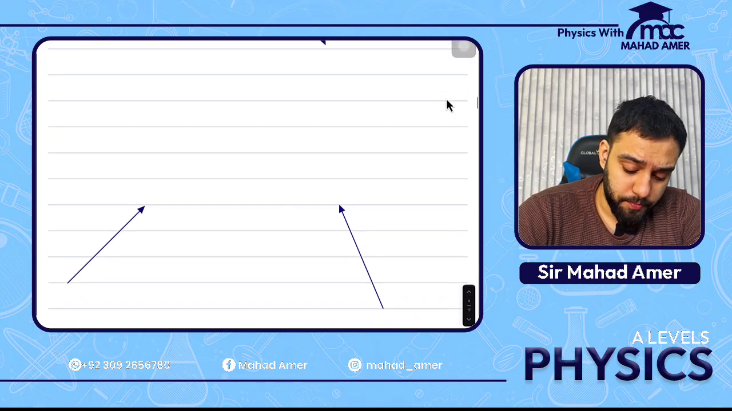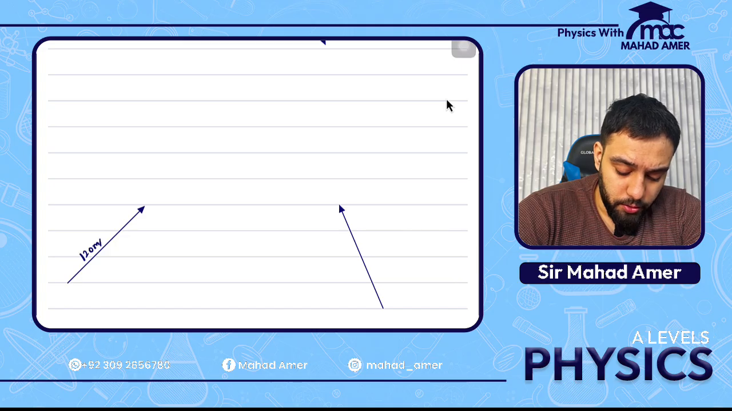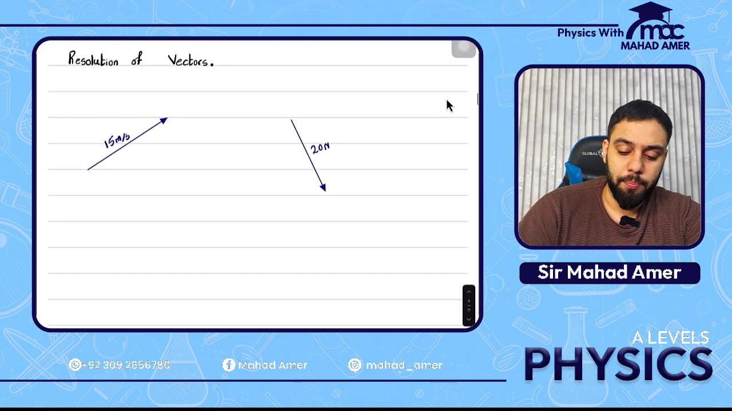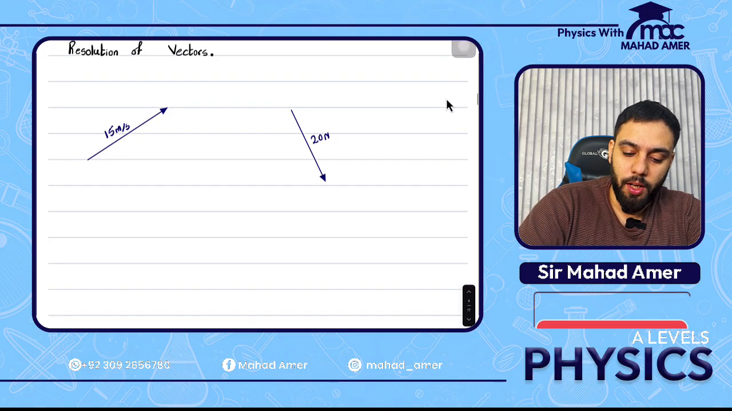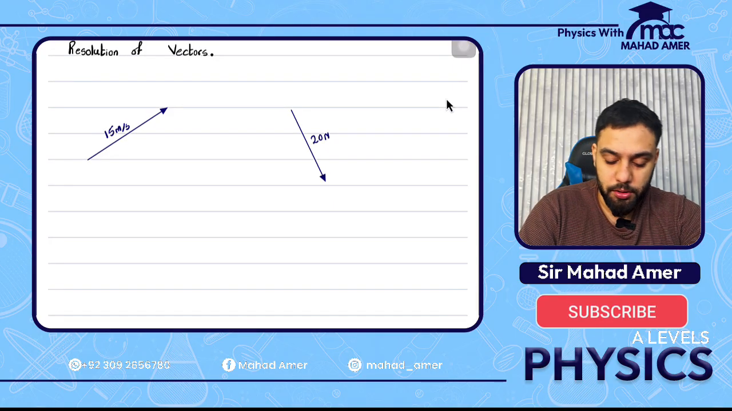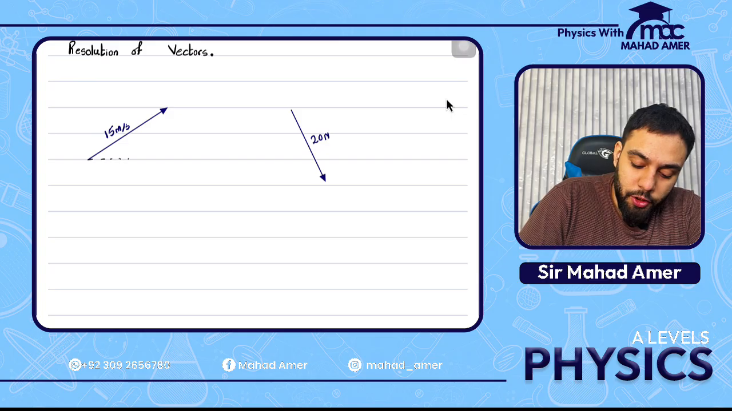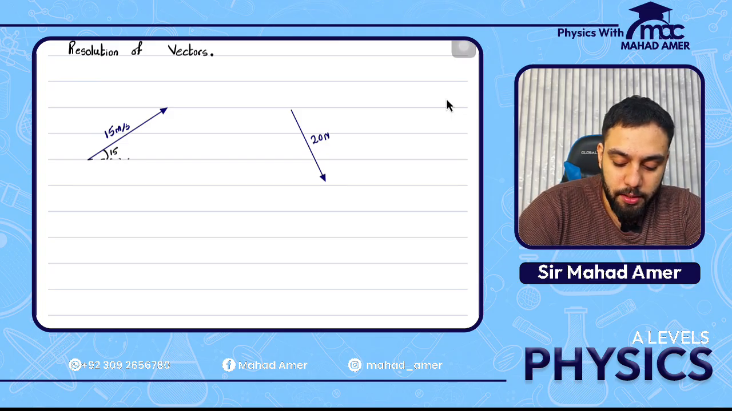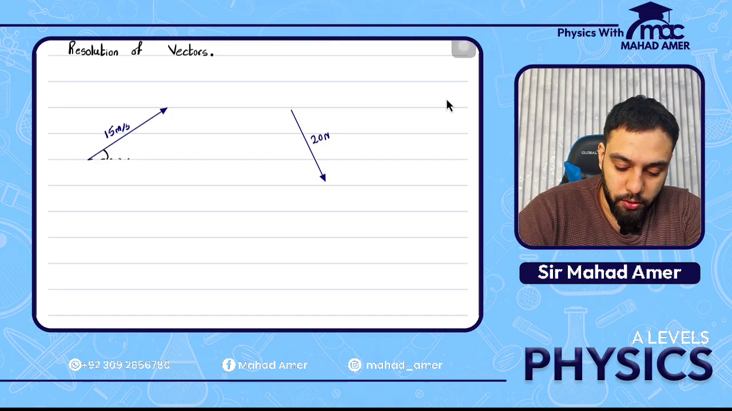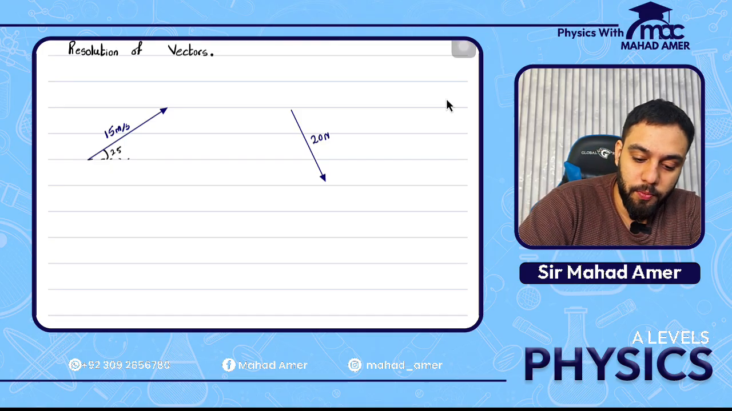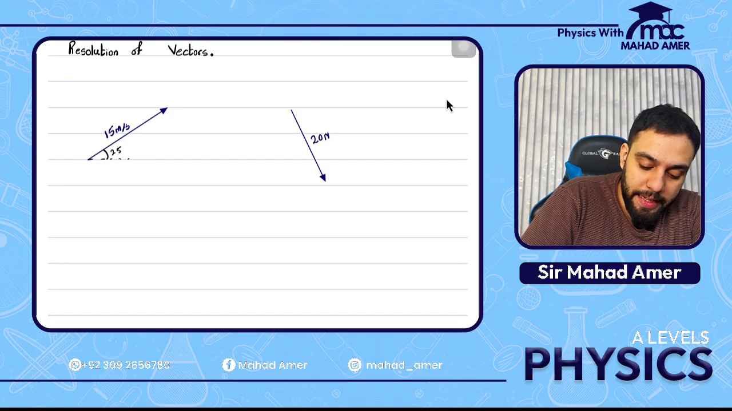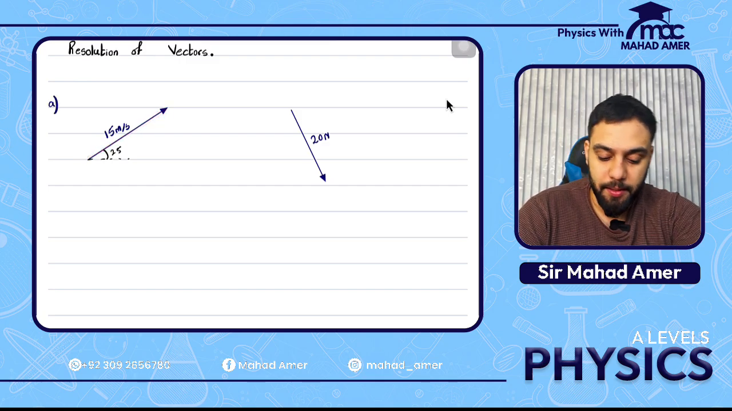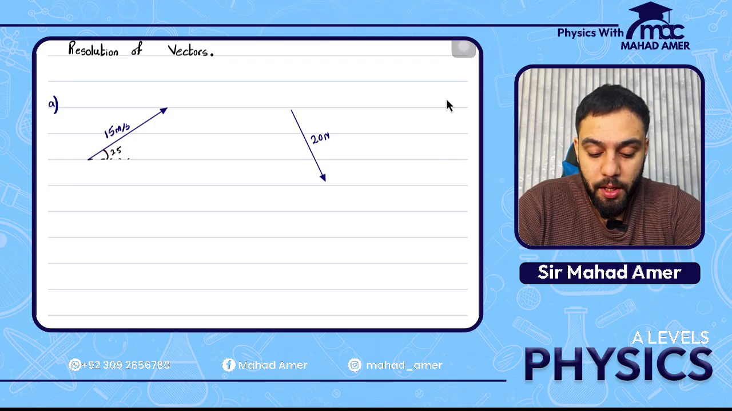First of all, you need to realize that resolution of vectors comes up in your exams a lot, and it's basically part of all the questions. You are given two things. Let's say in the first scenario you are given an angle and a velocity: an object is moving with a velocity of 15 meters per second at an angle of 25 degrees.